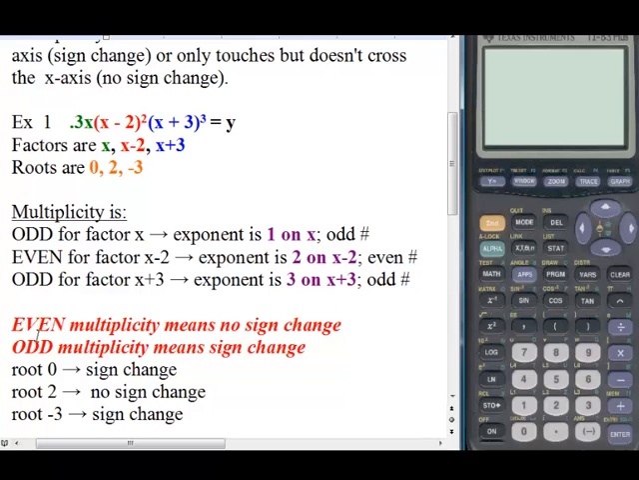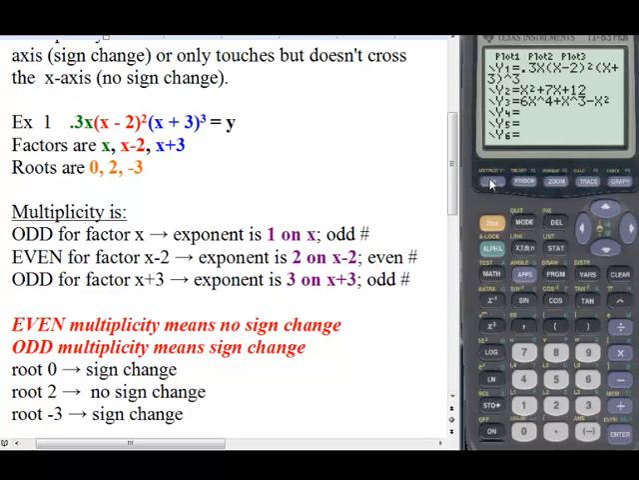Okay, so what does it all mean? Even multiplicity says no sign change at the root. Odd multiplicity means that there is a sign change. Root 0 has a sign change, 2 has no sign change, and -3 has a sign change. Let's take a look at the graph. We're going to select the very first graph, that's example 1, and graph it.